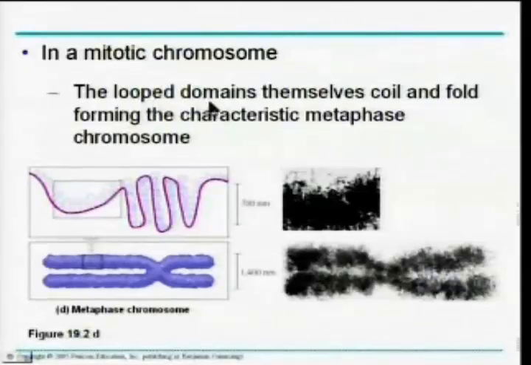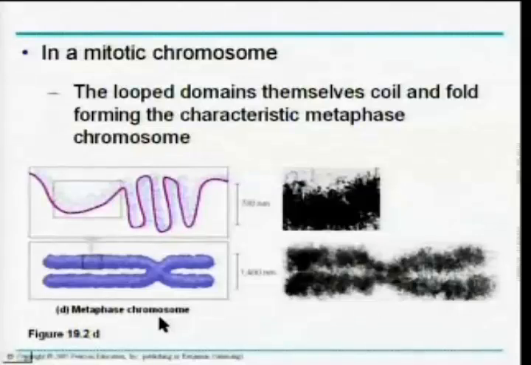Okay, so the loop domains themselves coil and fold, forming the characteristic metaphase chromosome. So now we see these 300 nanometer loops forming these crinkles in them, if you want to think of it that way, more than doubling. And then here we see the transmission electron micrograph. And then ultimately we zoom back in magnification. We were just looking at this little chunk here, and as we predicted, it is a sister chromatid on a duplicated chromosome that we were following through interphase to get to the metaphase chromosome.